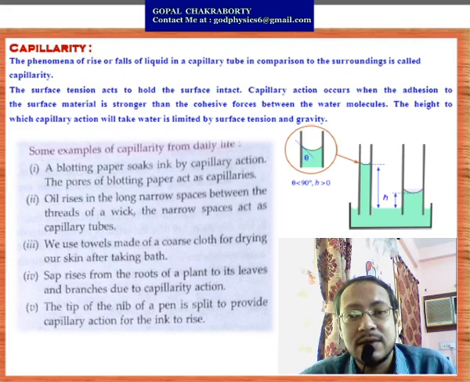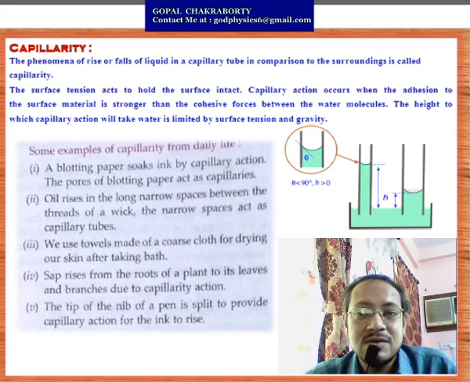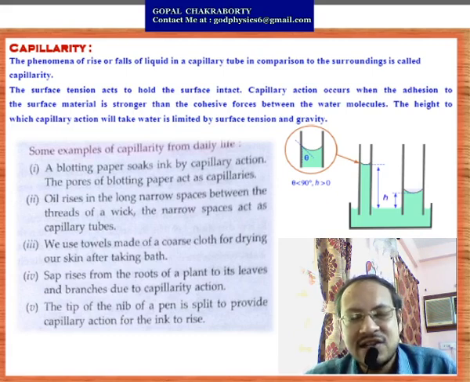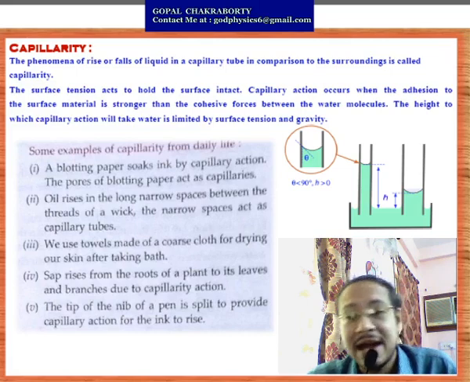Now I will discuss capillarity. It's an important property of liquids. Capillarity is the phenomenon of rise or fall of a liquid in a capillary tube in comparison to the surroundings. The surface tension acts to hold the surface intact. Capillary action occurs when the adhesion to the surface material is much stronger than the cohesive force between the water molecules. The height to which capillary action will take water is limited by the surface tension and gravity. You can see the diagram here.